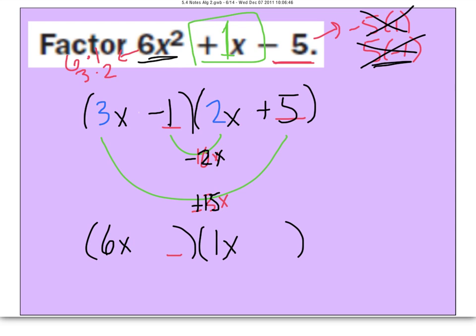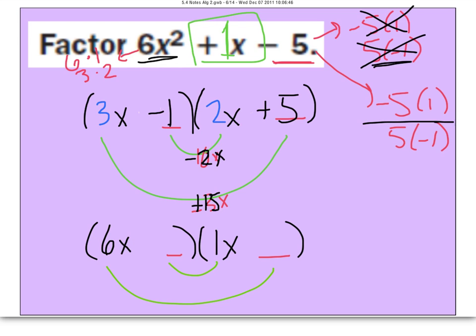It's going to get something clean here. And we're going for a 1x. I'm going to go back to the same numbers I was thinking before, -5 and 1, and 5 and -1. Where can I put them such that I'll add up to a 1x? It looks like I can probably use this combination here. How about a -5 and a +1?